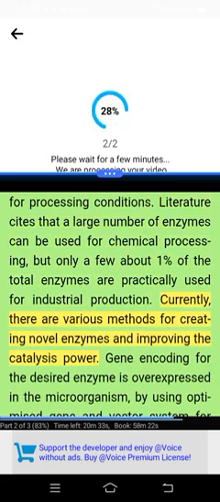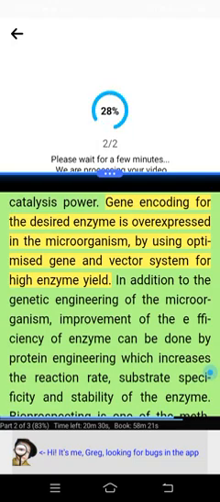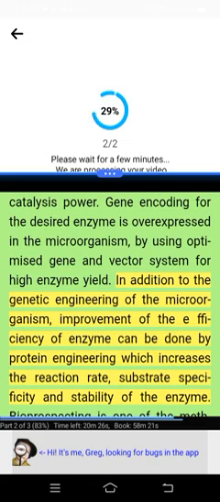Currently, there are various methods for creating novel enzymes and improving the catalysis power. Gene encoding for the desired enzyme is overexpressed in the microorganism by using optimized gene and vector system for high enzyme yield. In addition to the genetic engineering of the microorganism, improvement of the efficiency of enzyme can be done by protein engineering, which increases the reaction rate, substrate specificity, and stability of the enzyme.